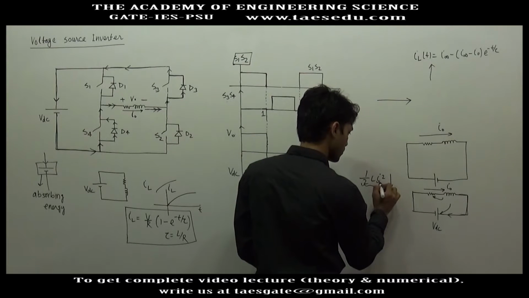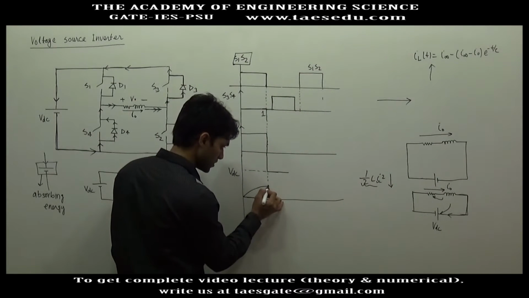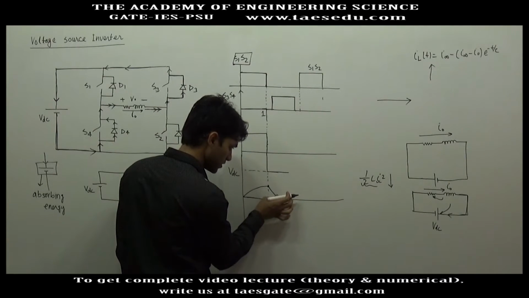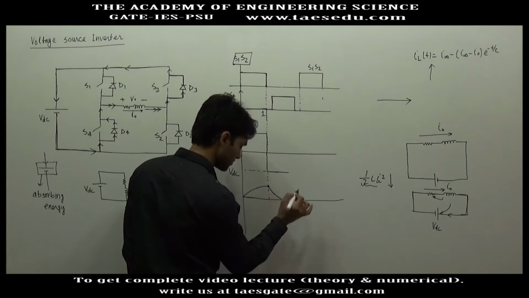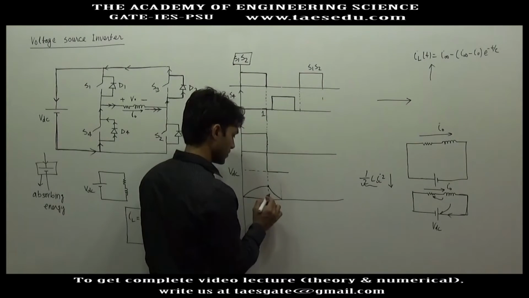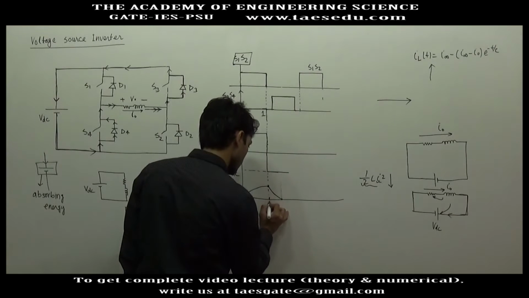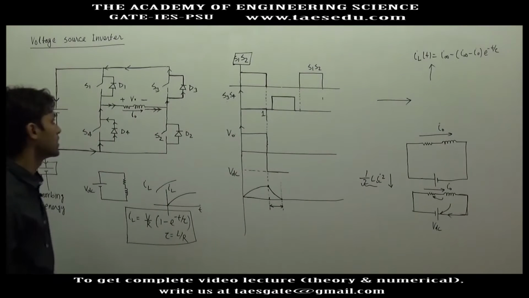When the magnitude of current decreases. So after this point the magnitude of inductor current will decrease rapidly. This will be the graph. So at this point the inductor current will be 0. Now let us analyze this interval. In this interval the current is flowing through diodes D3 and D4.